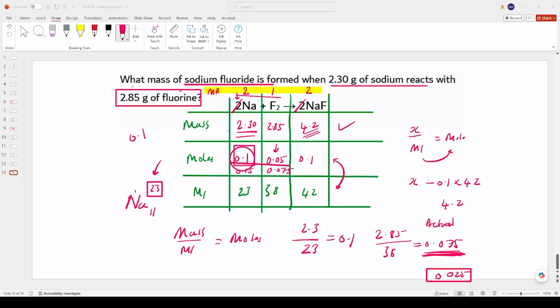So back to the question again. How do you know what's limiting? Work out both. Work out which one the mass matches and the one the mass doesn't match. If it doesn't match, you know something's limiting.